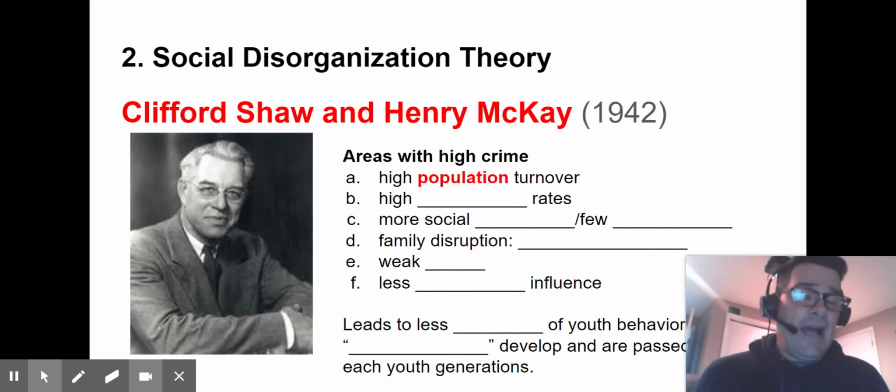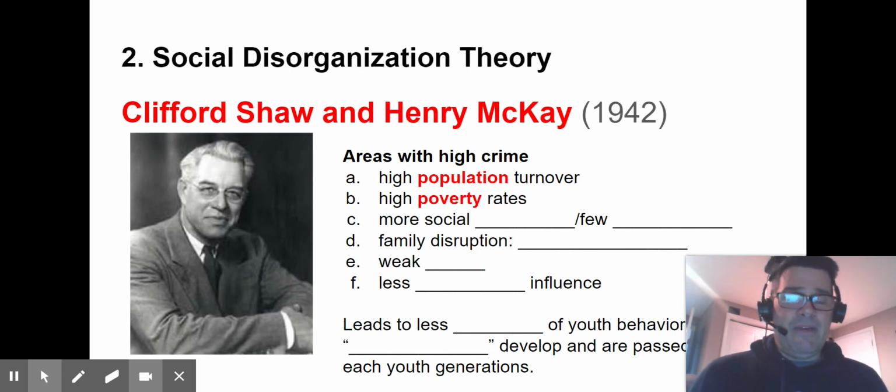One, it had a high population turnover. People come in, people leave. They had high poverty rates. There were a lot of people who were poor. So high crime areas had a lot of people coming in, moving out, and they had high poverty rates.